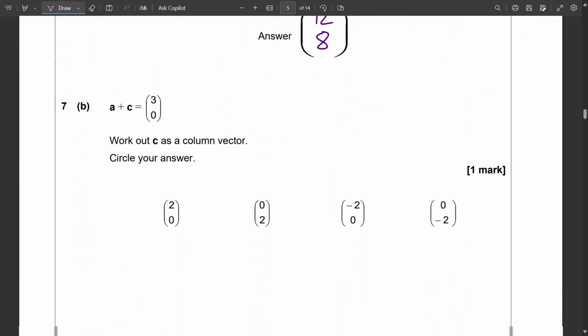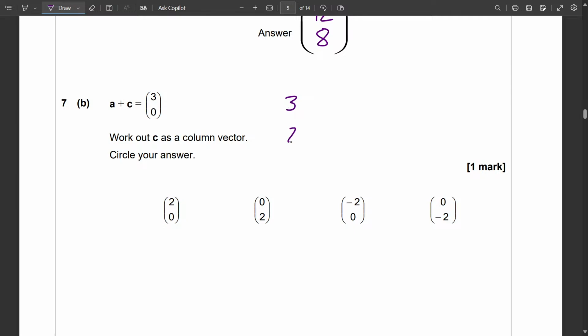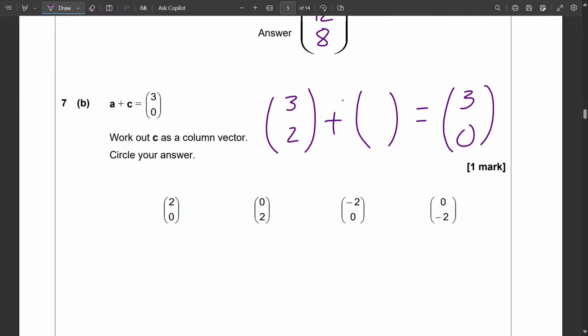So I'm going to write it down. We've got (3, 2) plus something gives you (3, 0). You can only add the horizontal distance together and the vertical distance together. If I'm adding nothing to 3, obviously you're going to get 3. And then 2 add something gives you 0. So 2 add what gives you 0? That has to be negative 2. 2 add negative 2 gives you 0.